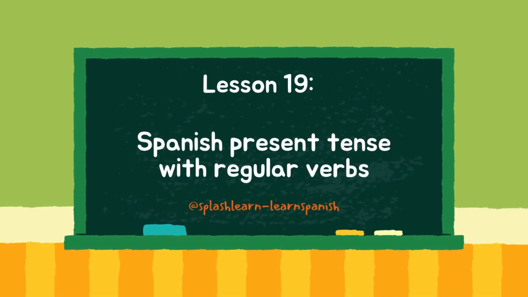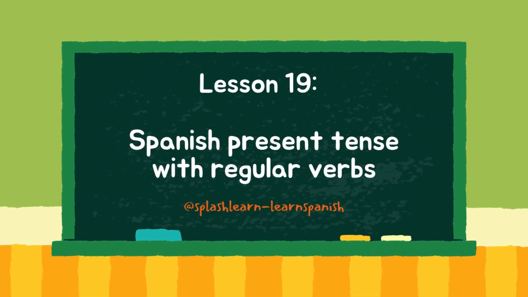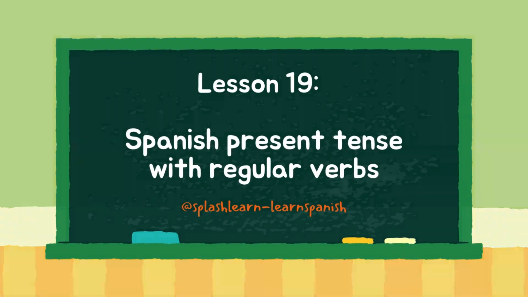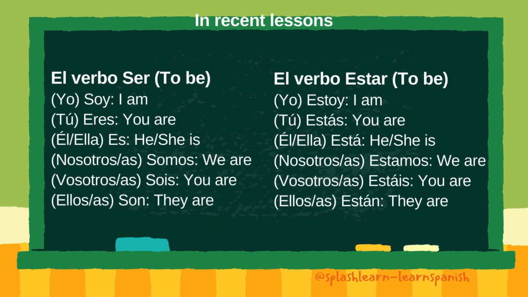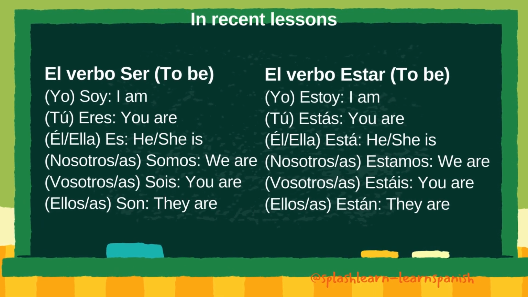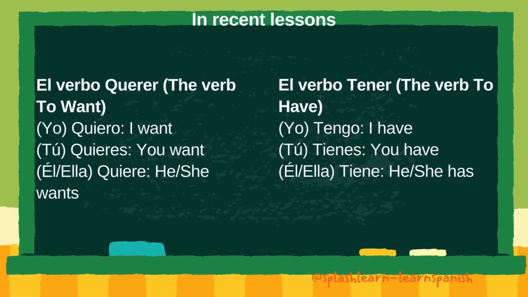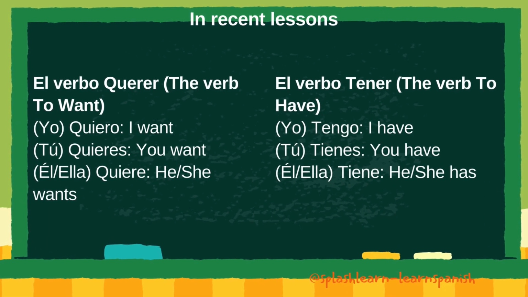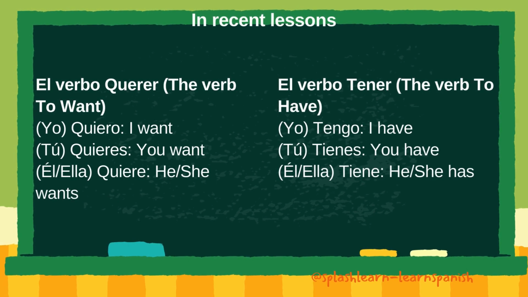This is the 19th lesson in our beginner level Spanish course, and we will look at the Spanish present tense with regular verbs. In our previous lessons, we've practiced using ser and estar for all persons. We have also explored the verbs querer, to want, and tener, to have. Now, we'll expand our vocabulary with more common verbs and learn how to use the present tense with regular verbs.